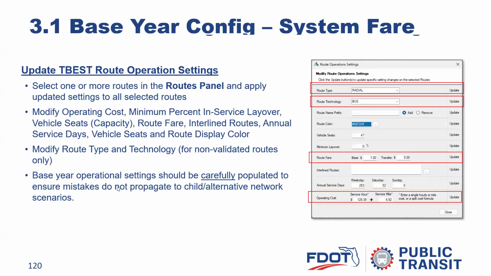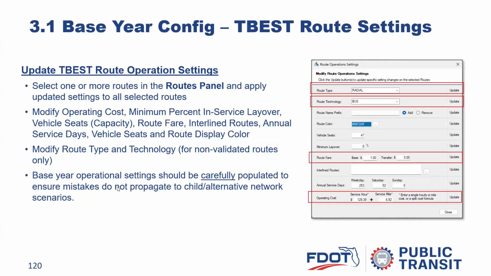All right, so another tool we have to update our settings is the route operations settings. Essentially this is a calculator for the routes, to calculate the route settings, meaning the route type and technologies. You can update a route name prefix and the route color. So here's the prefix, if you want to add or remove a prefix from a route to separate it out.